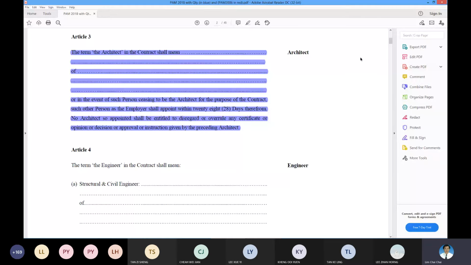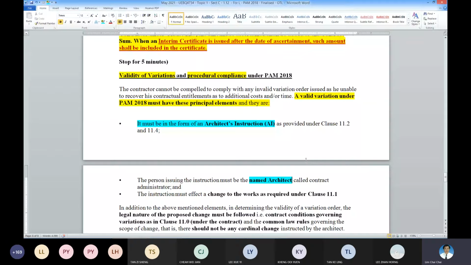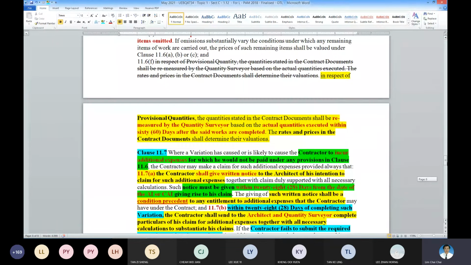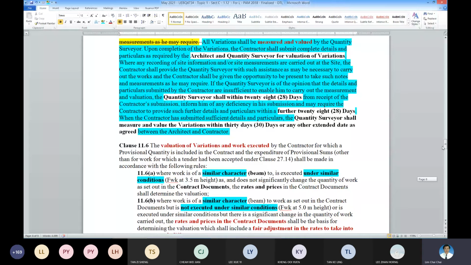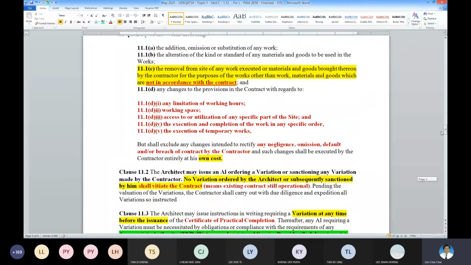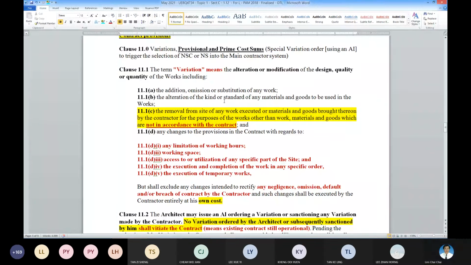You must be the named architect, and then you have to be compliant with your clause 11.1. That means under which part of 11.1, you need to state whether it's 11.1 A, B, C, D, and so on. So the architect will quote this type of supporting clause, empowering the architect to do so.